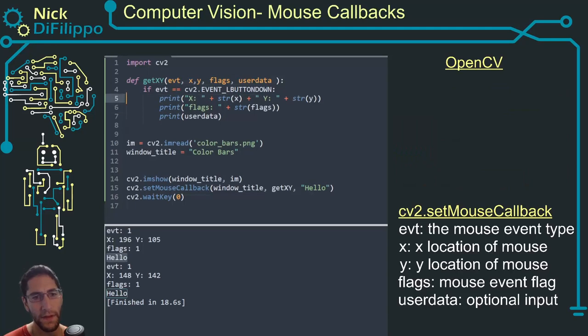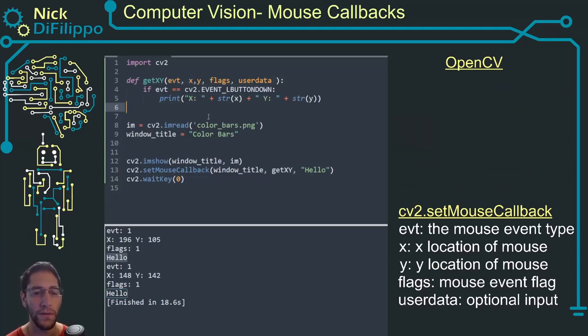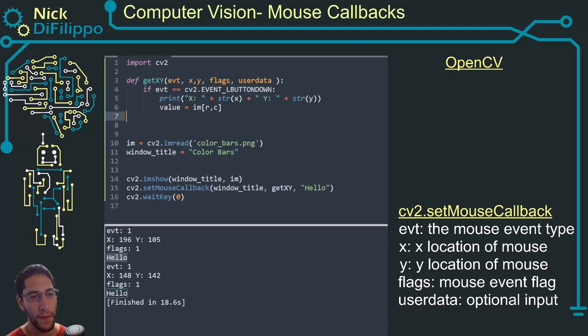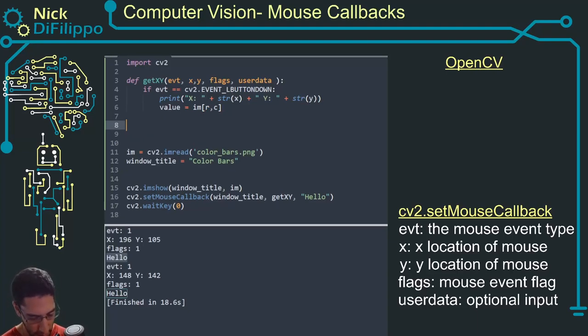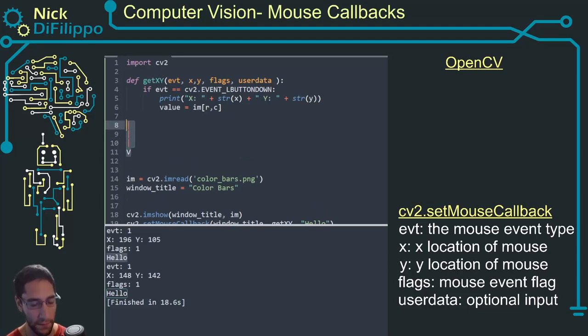Let's get rid of the event. Let's get rid of the flags. Let's get rid of the user data. What I want to do is get the pixel value of wherever I clicked. So my value is going to be equal to my image, and I need to give it in terms of rows and columns. If you remember, rows are going down. So those are my rows going down.